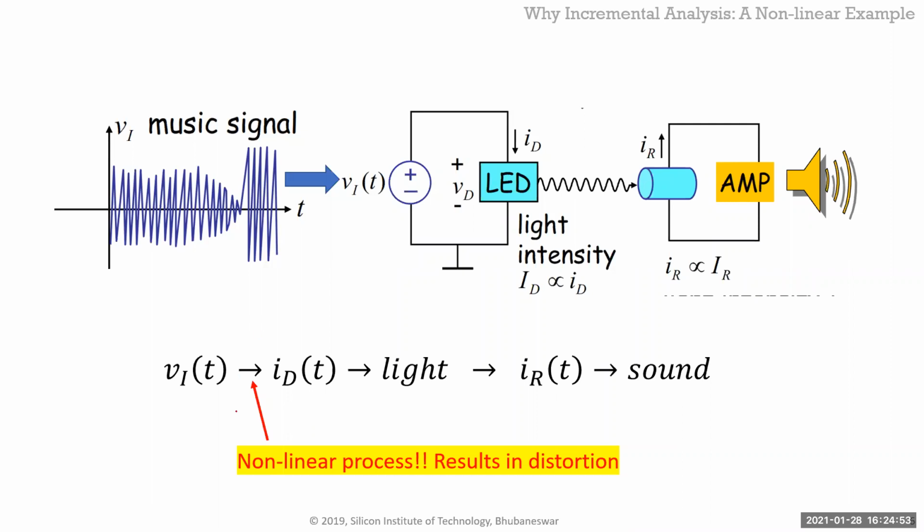So this process here is a nonlinear process. Okay, so you're giving a linear V over I. Obviously, this is a music signal, but let's say you give one tone, like a 1 kilohertz sine wave tone here. Then this ID which comes out is going to be distorted. And then obviously the light is proportional to ID, so that's also distorted. Then IR is also proportional to the light, and that also gets distorted.